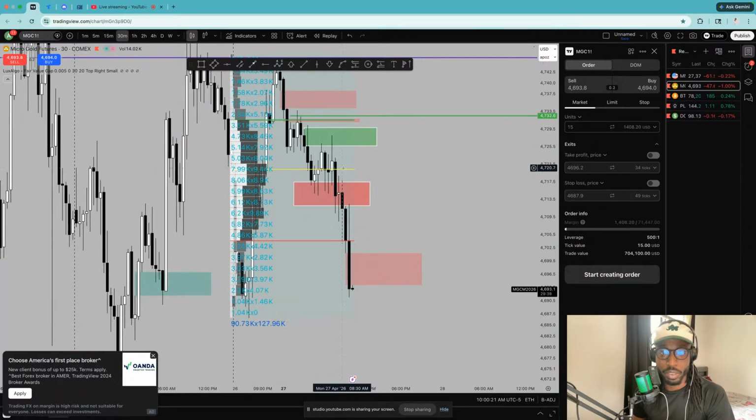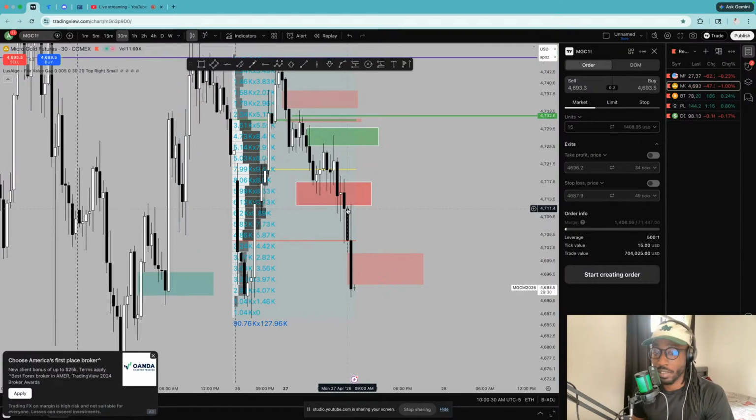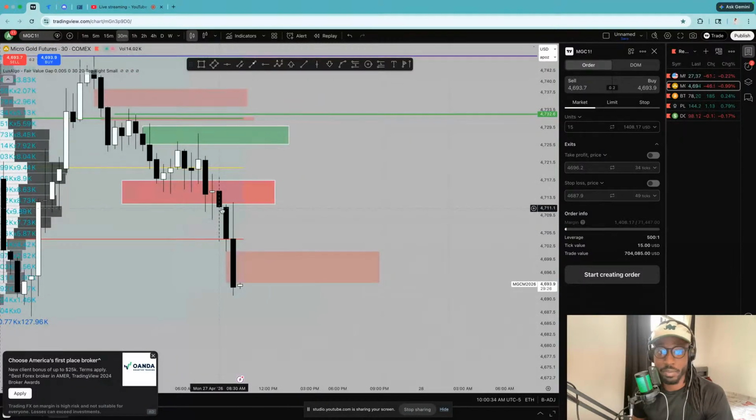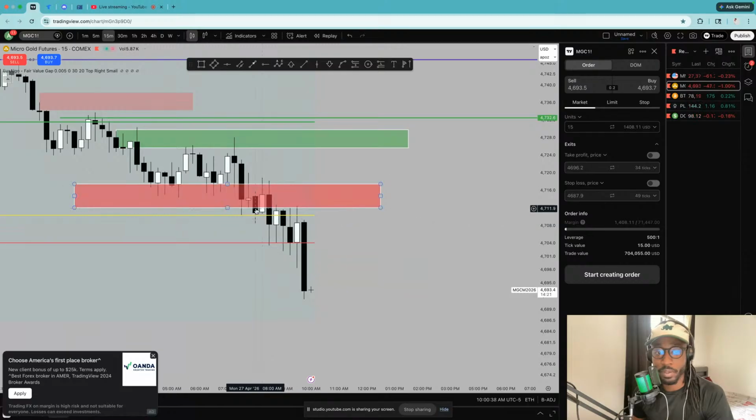We're below the POC. We're below the value area high. At 8:30 we dip all the way down to the value area low. We retrace. That's our opportunity to get in for our sell. It probably happened at 8:45. If we go here, 8:15, 8:30, we dropped all the way down to the value area low. 8:45 we go up. And then at 9 we drop back down.